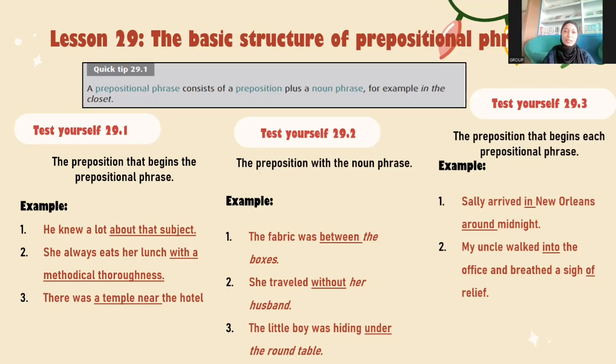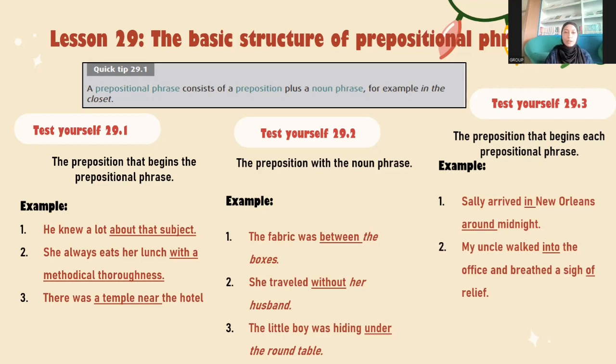Alright, I will explain about prepositional phrases. Lesson 29, the basic structure of prepositional phrases. Quick tip 29.1, a prepositional phrase consists of a preposition and a noun phrase. For example, in the closet. Test yourself 29.1, the preposition that begins the prepositional phrase.